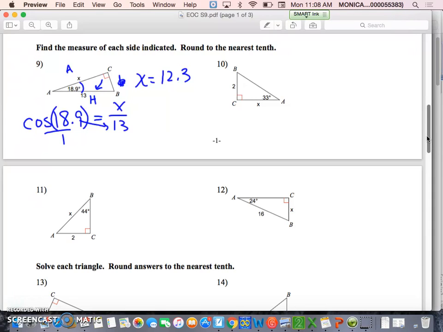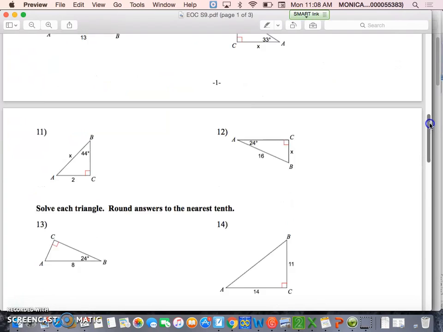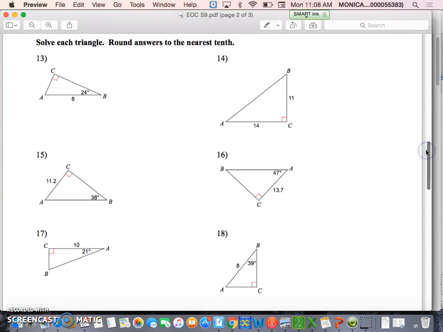Now let's go ahead and look. I'll do an example of number 13 because 13 and 14 are asking a slightly different question. So clear ink. Let's go on to 13 and 14. This one says solve each triangle. So in this case, you're going to use what you know to find all the missing sides. So let's see. I know that this is my hypotenuse, this is my angle, so this is opposite, and this one's adjacent. And again, remember, I know it's adjacent because it's one of the sides of my angle.